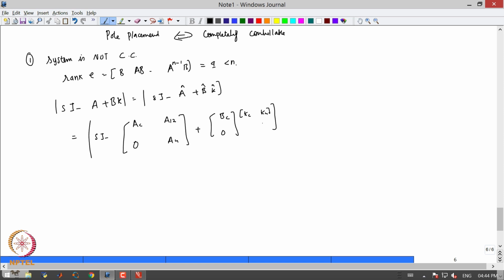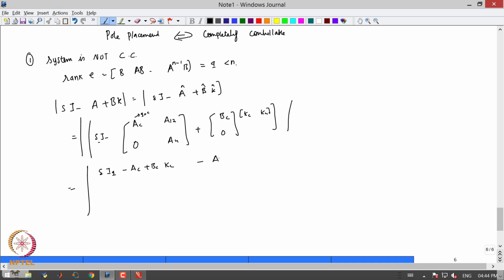Okay. So, this will now be of the form. I am looking at the determinant of this. So, this will be sI_q, where this A is a q cross q matrix here, right. So, this will be sI_q minus A_c plus B_c K_c, all these controllable terms.